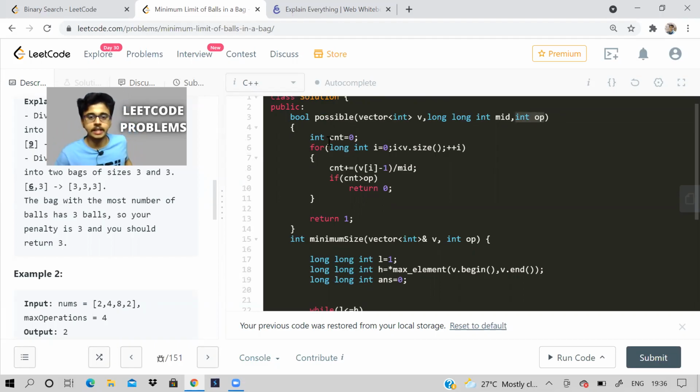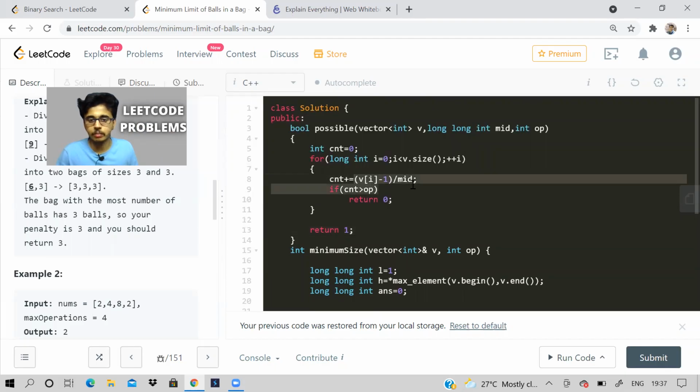I am just keeping a variable count. Count is basically for counting the number of operations. What operation? So how many operations are needed is defined like this: number of balls minus 1 divided by desired number of balls. Here mid is desired number of balls. If count becomes greater than our number of operations, we'll return 0. It is not possible. And if the loop runs completely, we'll return 1.